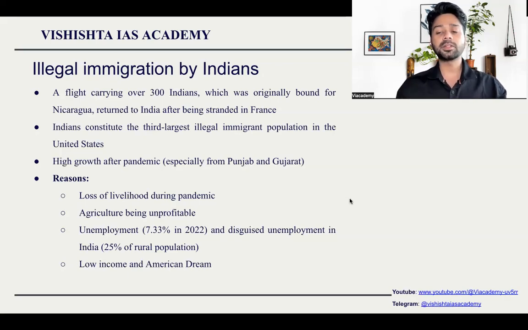So if this is the case, there is very little scope for them to get a lot of wealth out of the employment. Low income in India and a very high amount of income disparity are there. And there is the idea of an American dream: getting settled in America, starting a family in America, trying to become rich in America, trying to become a CEO of a multinational company in America. So these are all push factors for people to get out of the country.